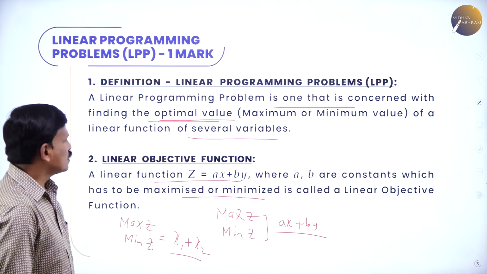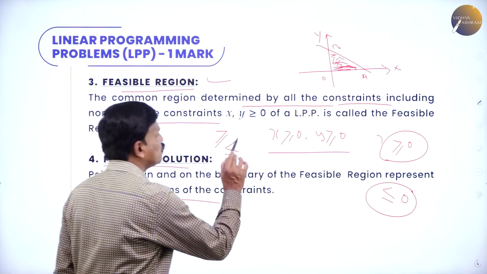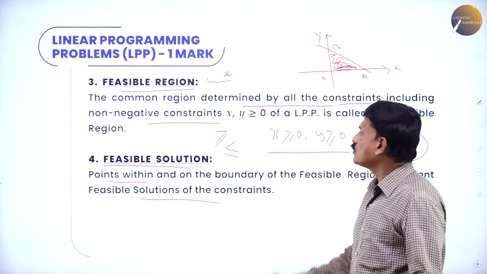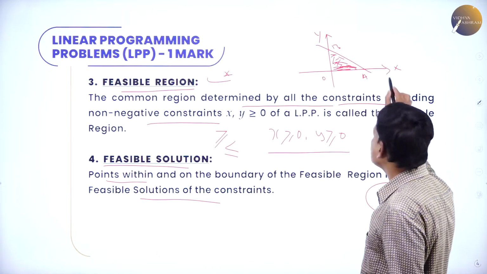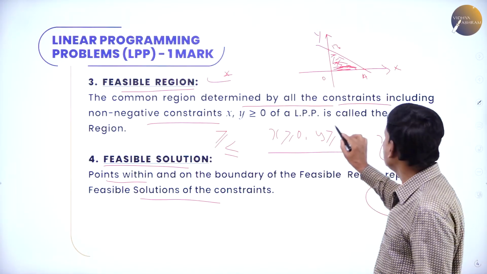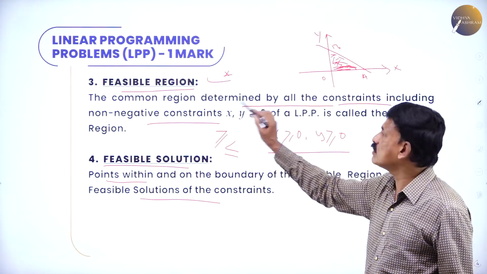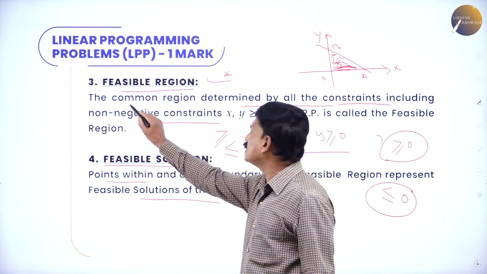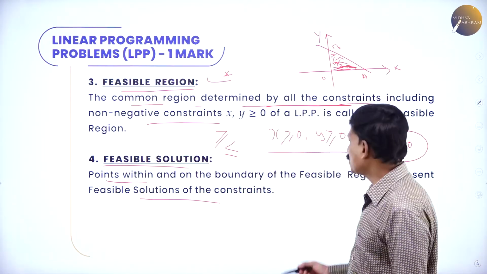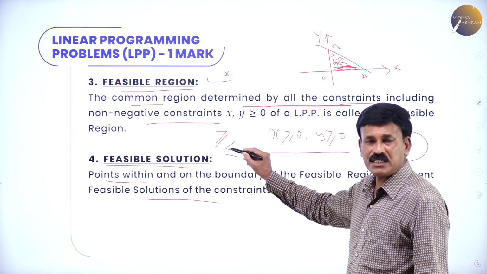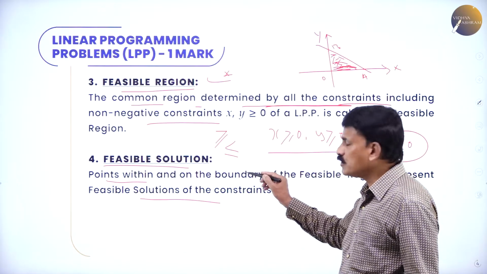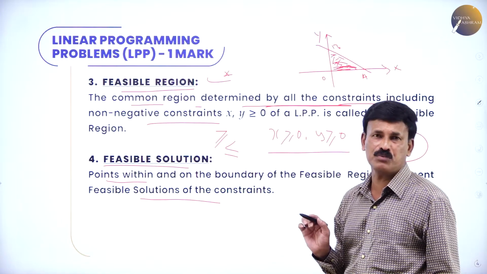Next, feasible region: the common region determined by all the constraints. This is a very important definition for 1 mark. The common region determined by all the constraints, including the non-negative restrictions x greater than or equal to 0 and y greater than or equal to 0 of a linear programming problem, is called the feasible region. Suppose the inequality is greater than or equal to 0, then the feasible region is away from the origin, and if it is less than or equal to 0, it is towards the origin. That is a very important concept.